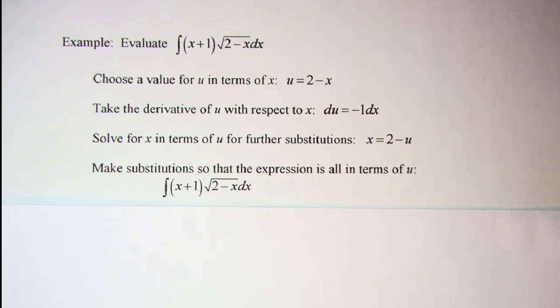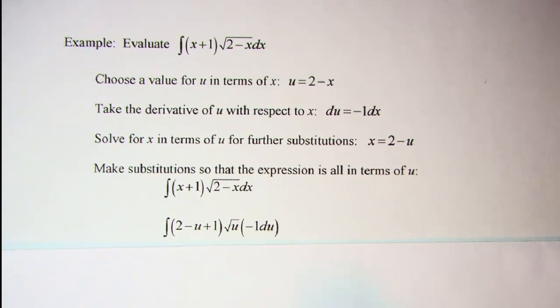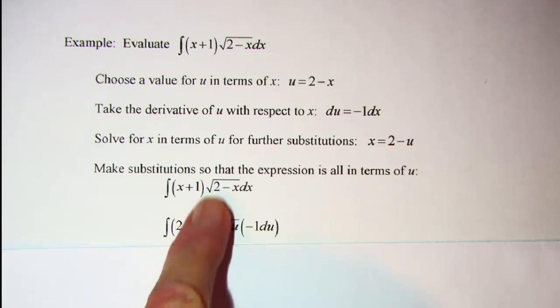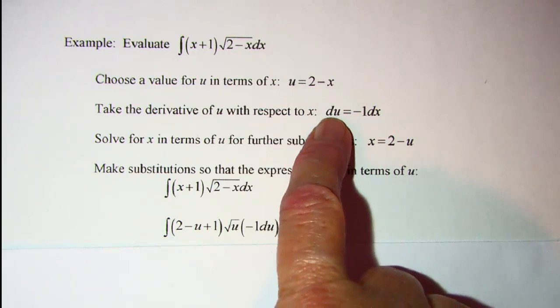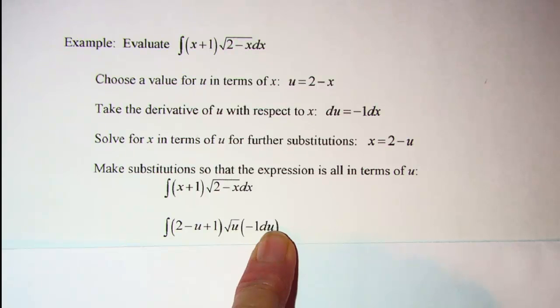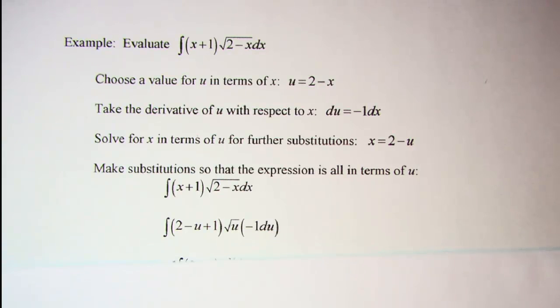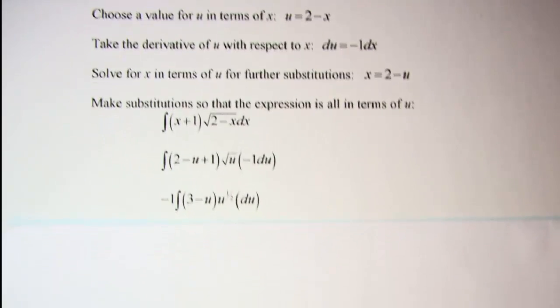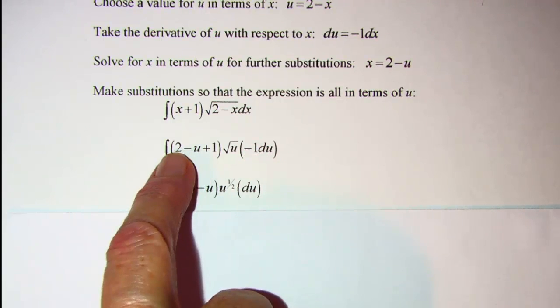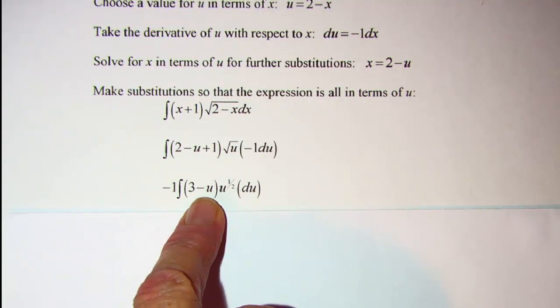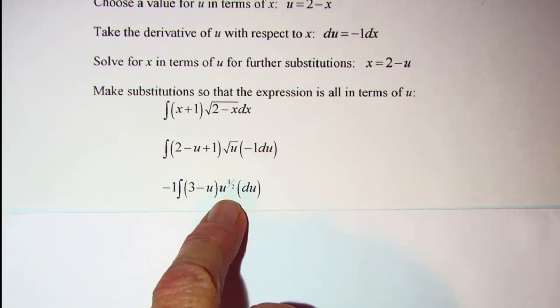And then make our substitutions. This is our original problem. So we put 2 minus u in place of x, and then we still have that plus 1. And then the square root of u. And then in place of dx, I need to substitute negative 1 du. The negative 1 factor I can pull out in front of the integral. Combining terms here, I get 3 minus u. And then the square root of u I can write as u to the 1/2 power.